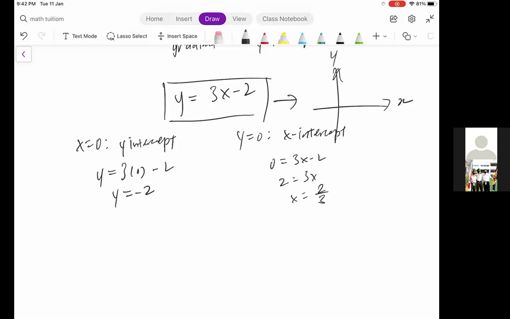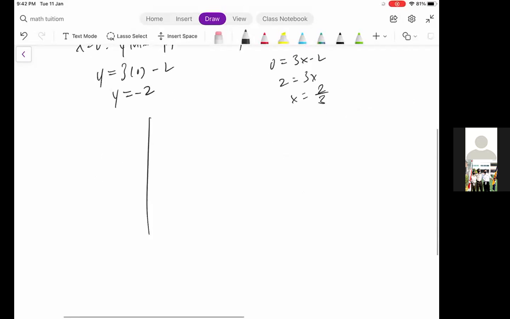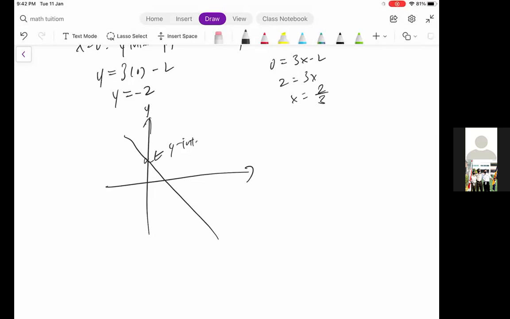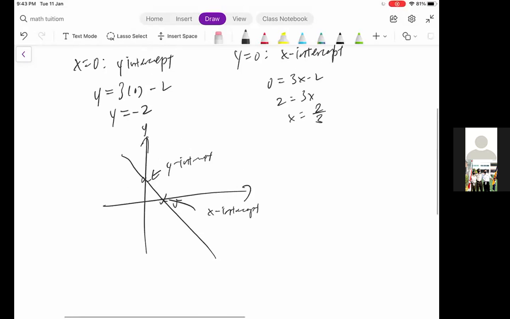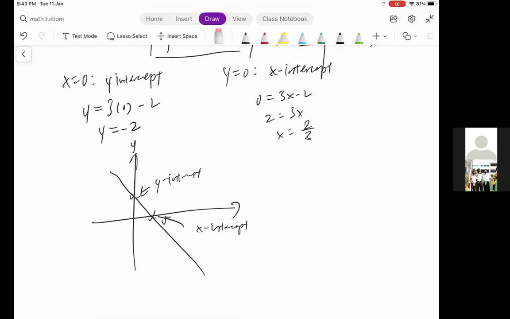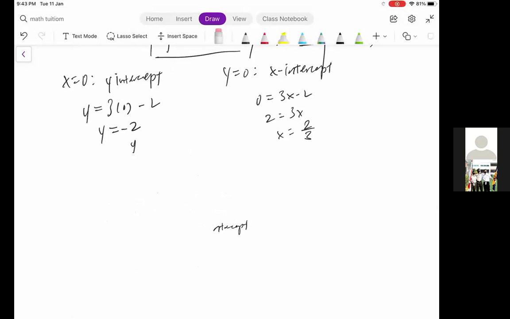So you may be wondering what all these values are. What's a y-intercept, x-intercept? So our y-intercept is when our line cuts the y-axis. So this is the y-axis. This is our y-intercept. When the line cuts the x-axis, we call it the x-intercept. All right, so now knowing this, we have our values here. Y equals to minus 2 and x equals to 2 over 3.